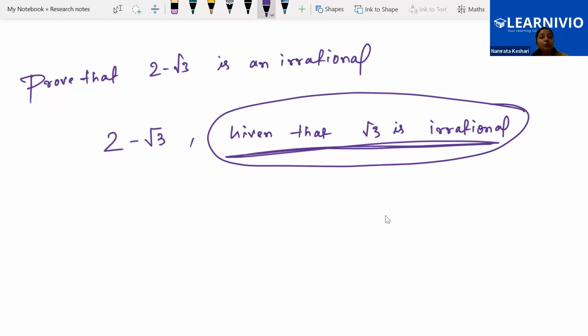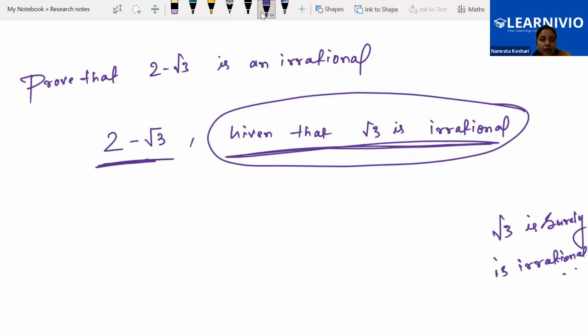We are not going to prove here. First, we will be proving root 3 is irrational, and then we will be proving 2 minus root 3 irrational. No. We are going to take that root 3 is surely irrational. That we already know, even if it is written in the question or not written, doesn't matter. Okay, in this type of question, here we will completely focus on proving this 2 minus root 3 as irrational.